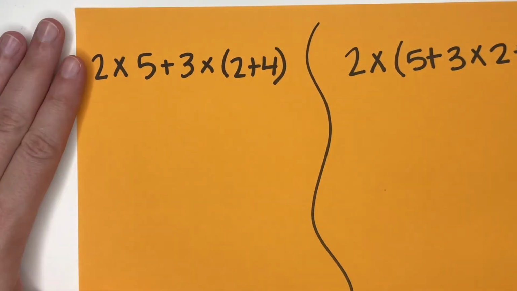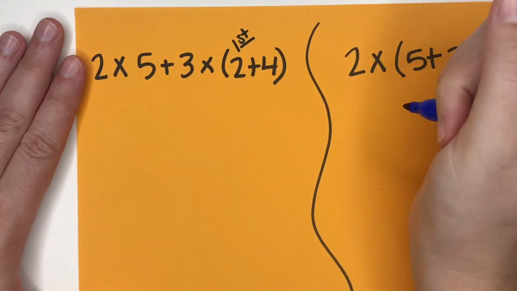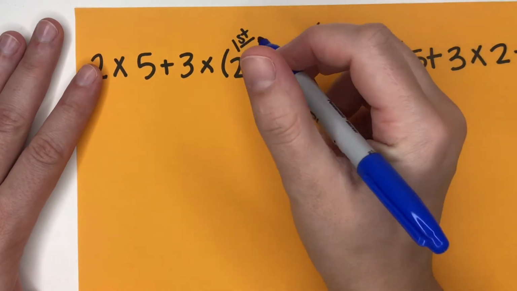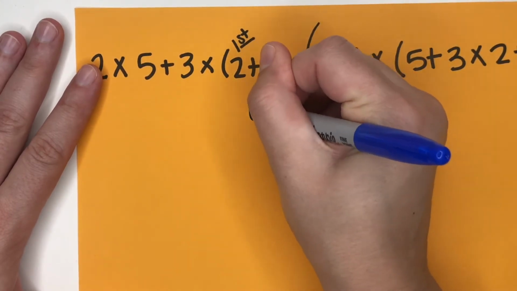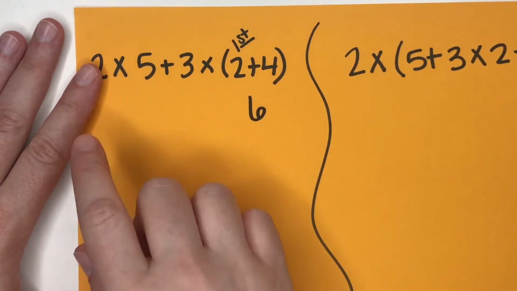All right, so now that you have that written down, let's go ahead and start with our first step. I'm going to remind myself that my parentheses is my first operation, and I have 2 plus 4, which equals 6. Go ahead and pause your video and write in your next steps.